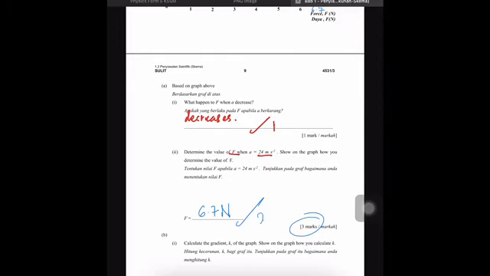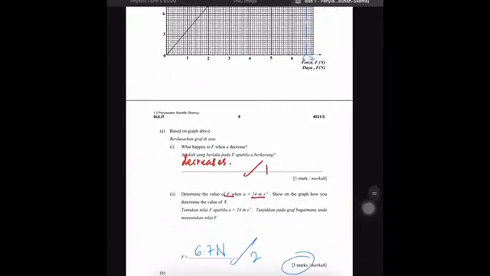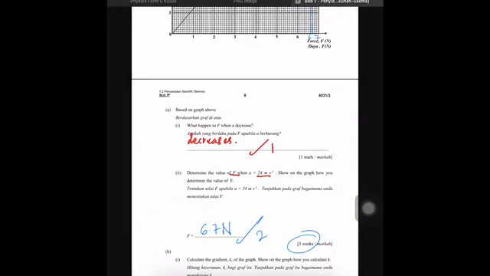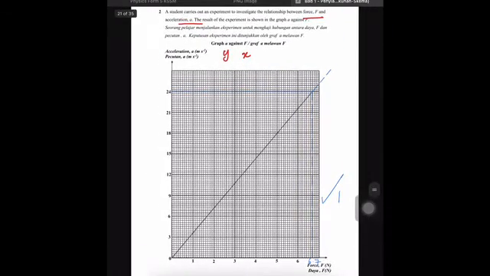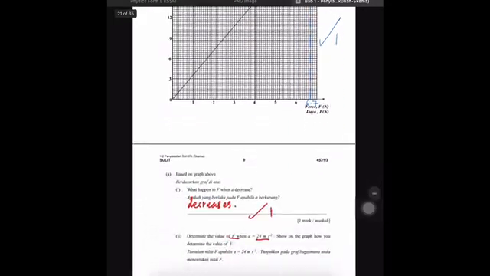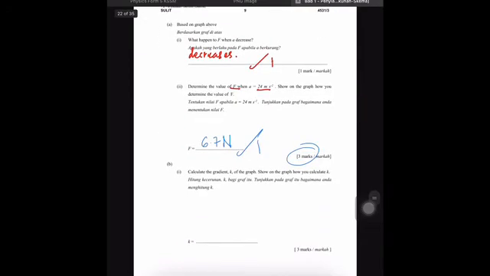Here 1 mark. Where can you get another mark? Here 1 mark, you extrapolate. So 3 marks. Then the second question.